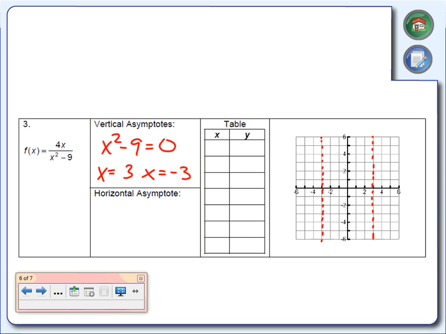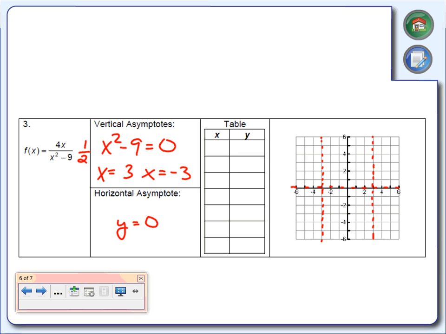Horizontal asymptotes. Let's go ahead and compare the degrees. The degree of the numerator is 1. The degree of the denominator is 2. So notice how the larger degree is down at the bottom. And when the larger degree is at the bottom, what kind of horizontal asymptote do we have? y equals 0. So our horizontal asymptote is going to be the x-axis. So those are the vertical and horizontal asymptotes.